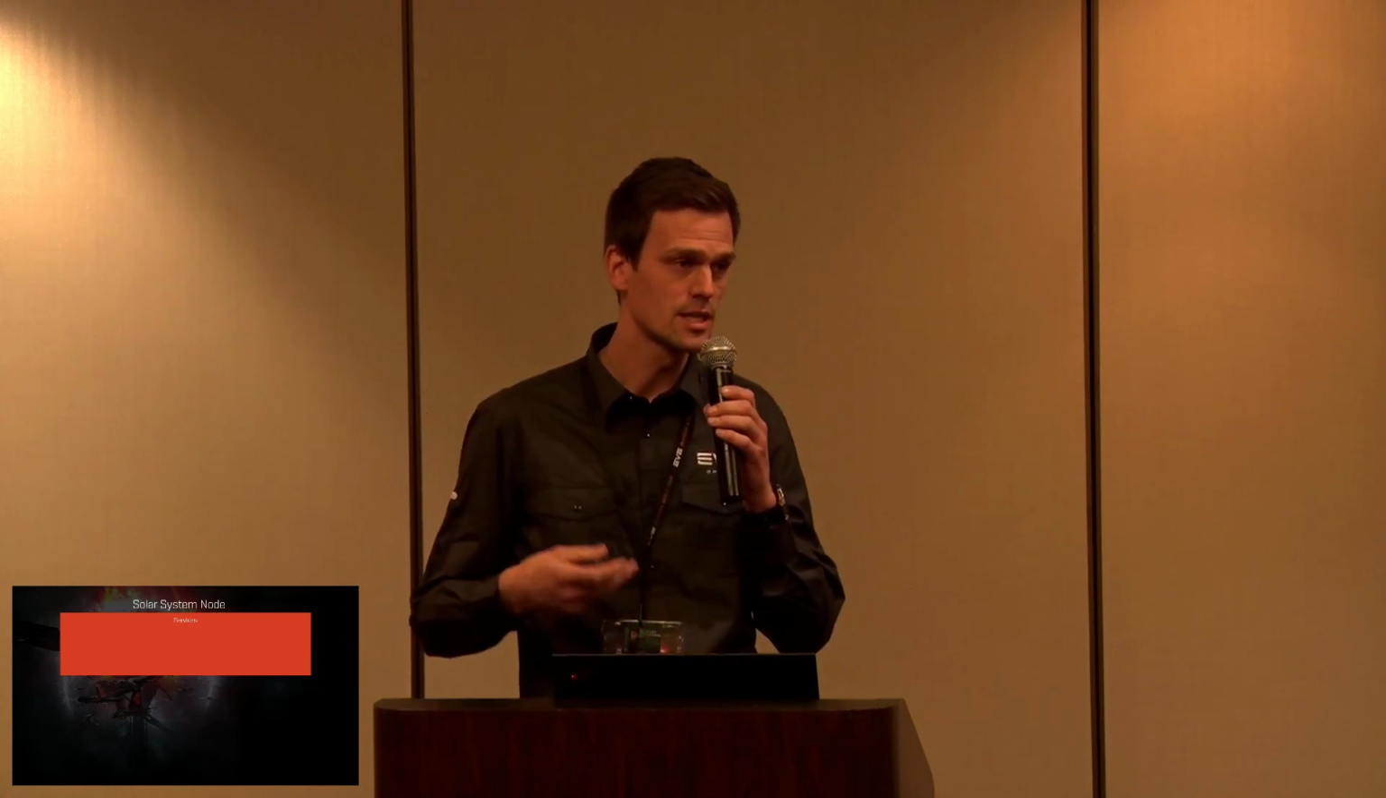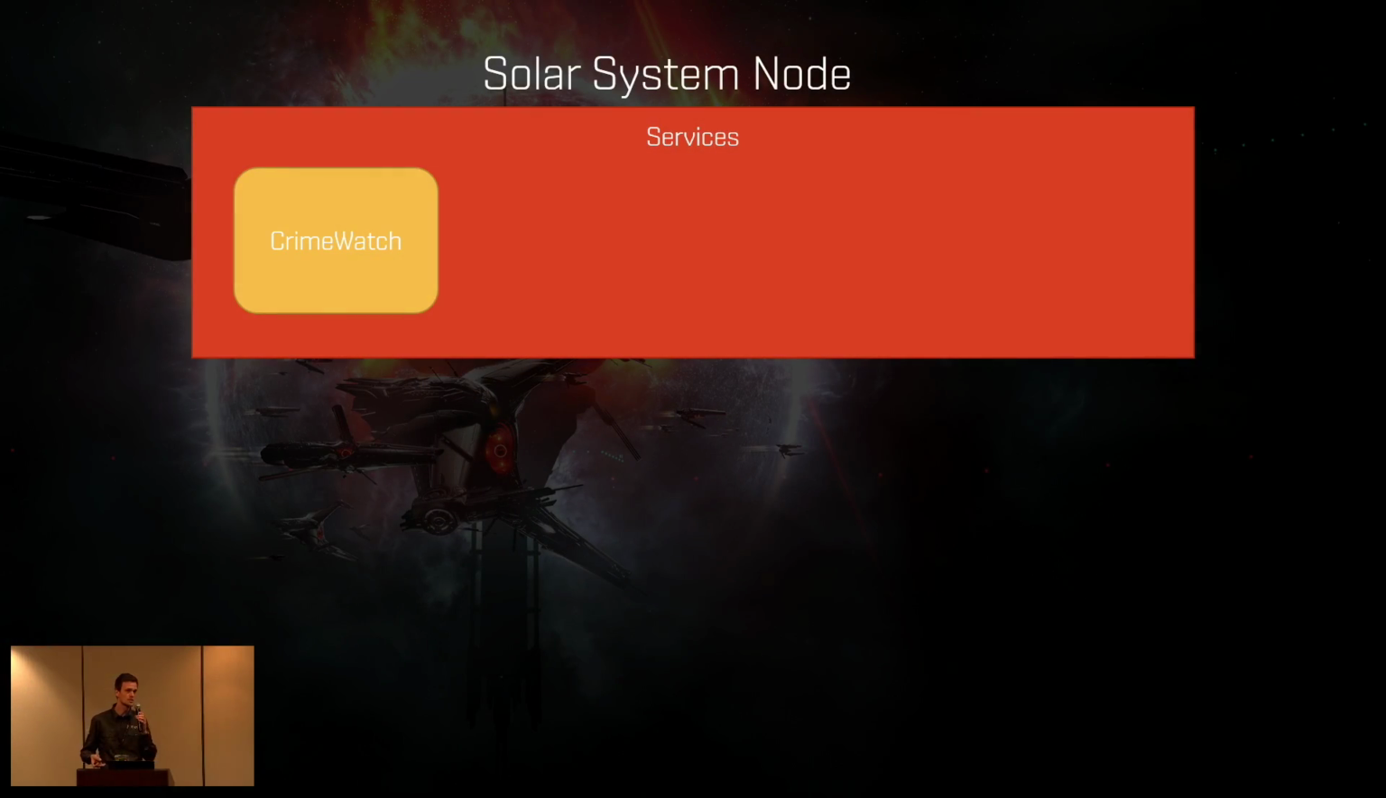Now, if we take a closer look into the solar system node, for example, like I said, there are various stateful services on them. Some of them, such as Crime Watch. Crime Watch is basically the law and order. It's what decides what gets penalized. So if you shoot a ship, it tells you, oh no, that's fine because you're at war, or you get a Concord standing penalty because you're not allowed to shoot them.